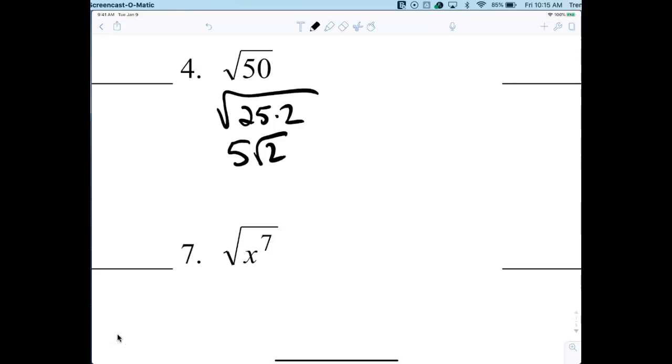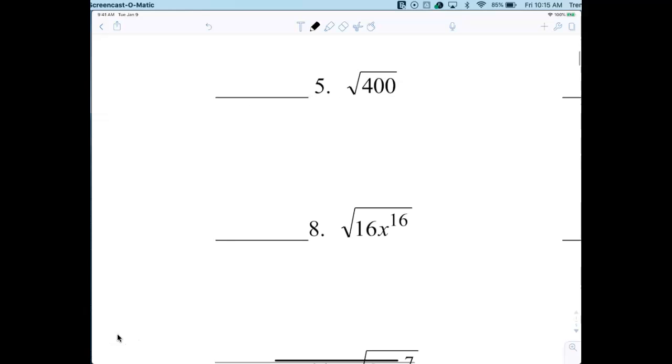Okay, so number 5. 400, is that a perfect square? Yeah, so that answer is just what? 20. I'm happy with that. Come on, Ian. Is there a way to check your answer? Yeah, 20 times 20 is 400.